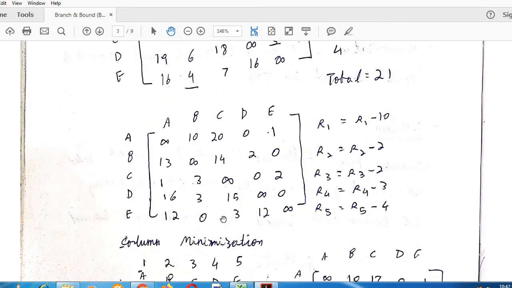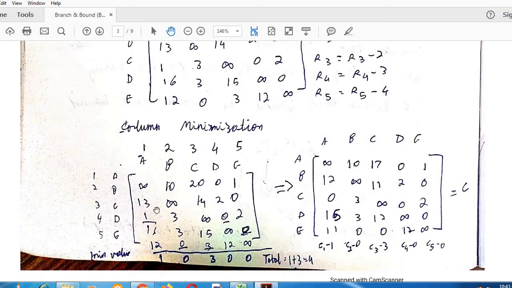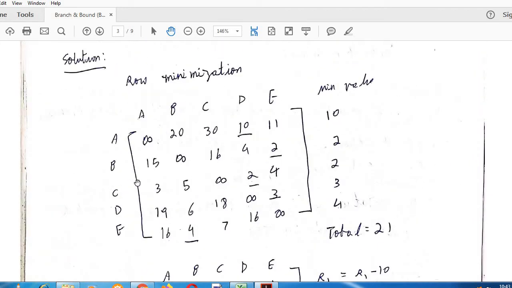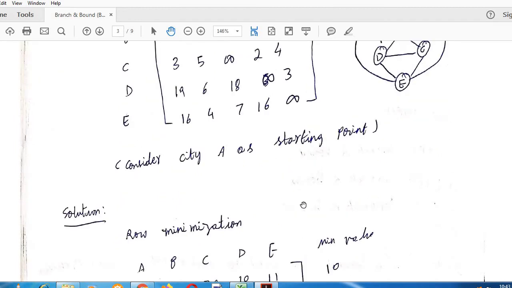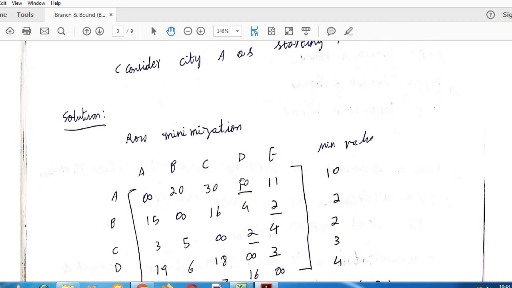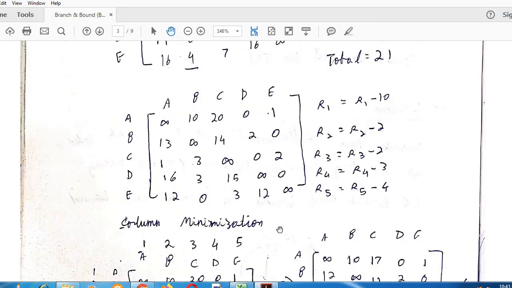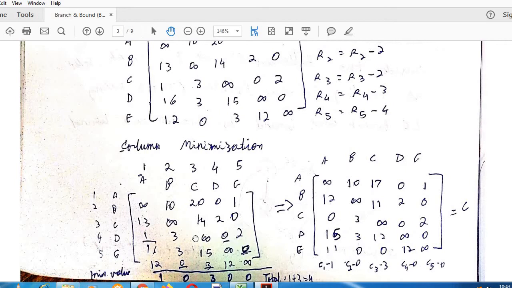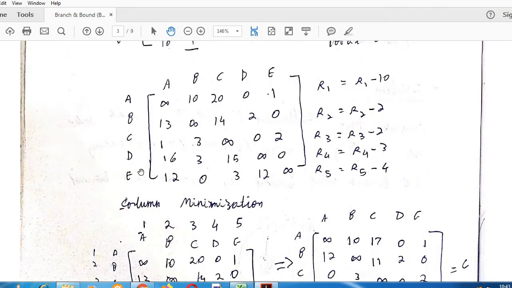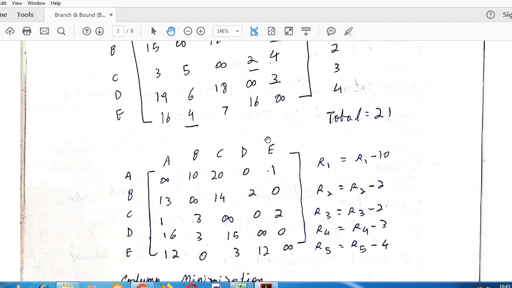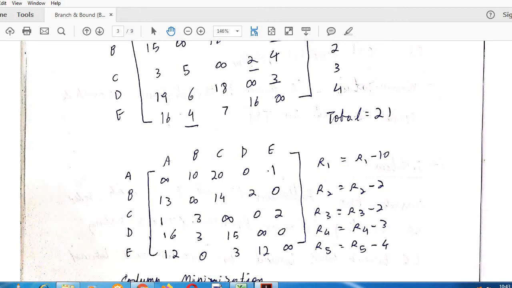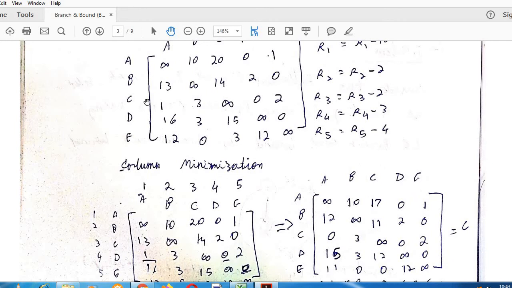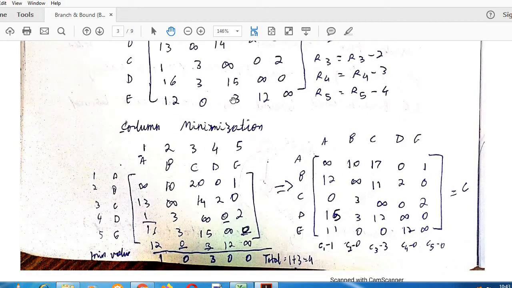After that I have to perform column minimization. This is similar to row minimization, but here we will be doing it column wise. Again, I will consider this particular cost adjacency matrix. Same thing, I will be considering this reduced matrix. I have performed row minimization, so I get a reduced matrix. I will consider this particular matrix, and as you can see, whichever values I have obtained, that only I have written here.